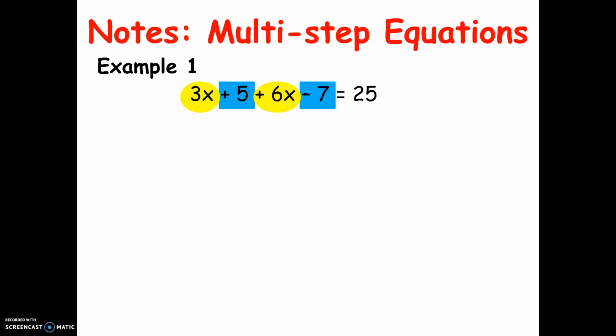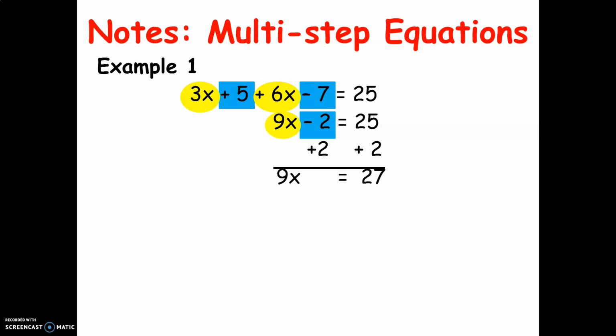Before trying to solve this equation, we will go ahead and combine our like terms. 3x plus 6x is 9x, and 5 and negative 7 makes negative 2. Our objective now is to solve this two-step equation. We do so by doing the opposite of minus 2. We add 2 to both sides of the equation. On the left-hand side, the negative 2 and 2 cancel. On the right-hand side, we have 25 plus 2, or 27. So we have 9x is equal to 27.